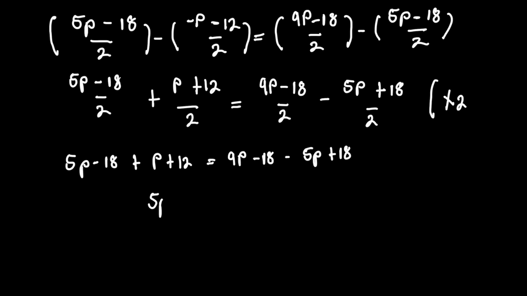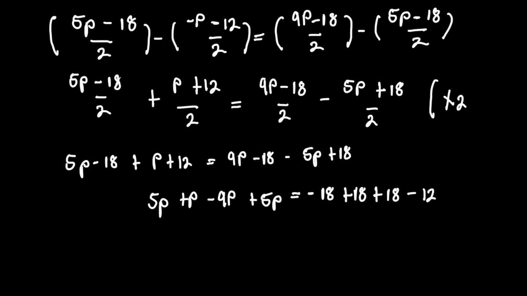Here we got 5p plus p minus 9p plus 5p, which is equals to, bring the constants to one side, negative 18 plus 18 plus 18 minus 12.